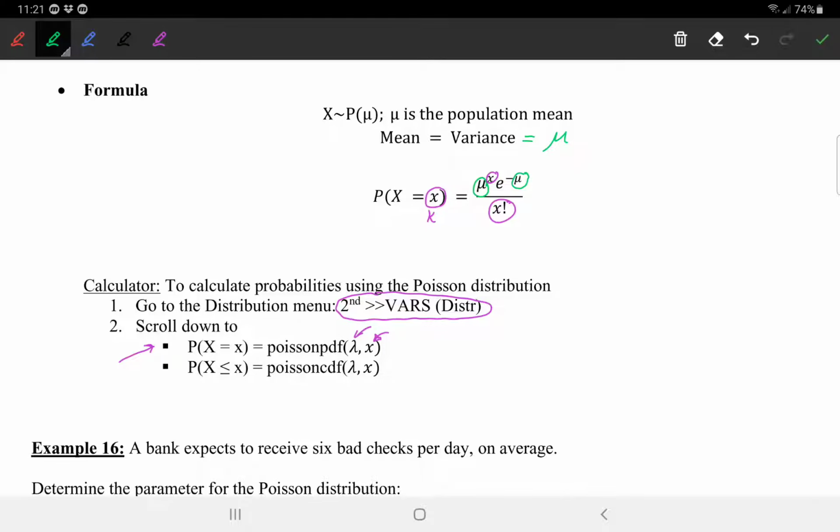And where our calculator is going to get really helpful is when we need to look at the cumulative values, where X is less than or equal to little x. There, of course, we'll use the CDF, as opposed to looking for a specific value, where we use the PDF.